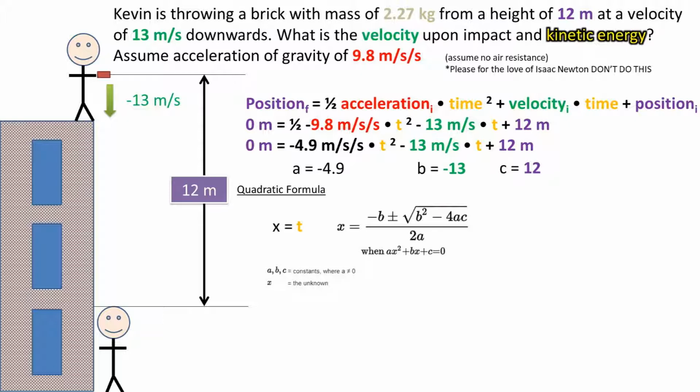Now we can use the quadratic formula that works for solving an unknown value if the equation is in the format of a times x squared plus b times x plus c. Our equation is in that format. Our a is negative 4.9, our b is negative 13, and our c is 12. Our x, or what we're solving for, is the time in this case. Plugging those values in, we get a time of free fall of 0.725 seconds.